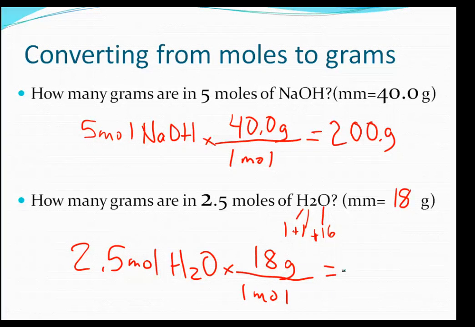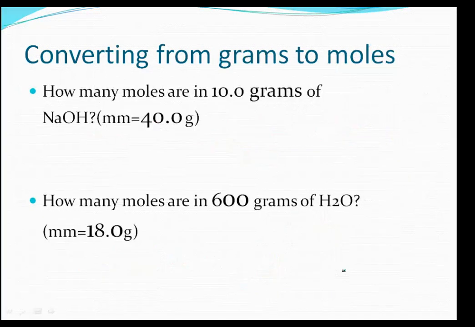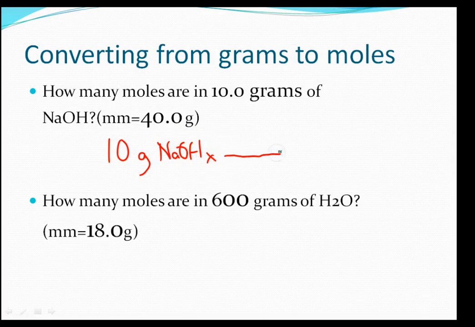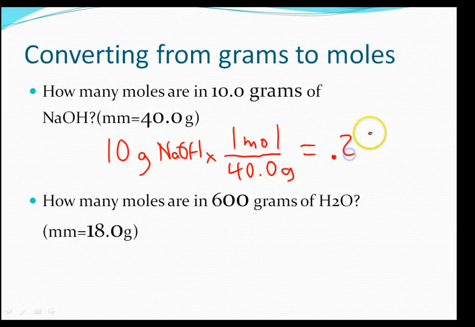Now, the other way we can go is from grams to moles. It says how many moles are in 10 grams of NaOH. Exact same thing. I'm going to start with 10 grams of NaOH, and the only difference is this time I'm starting with grams instead of moles. So now I'm going to have grams on the bottom. The molar mass is 40.0 grams, and I have 1 mole. So now I'm going to be dividing by grams. So I have 1 over 4, and that's going to be 0.25 moles of my NaOH. So same thing, just a little bit different. We're flipping our conversion factor.